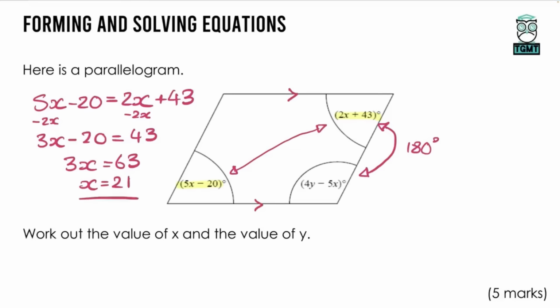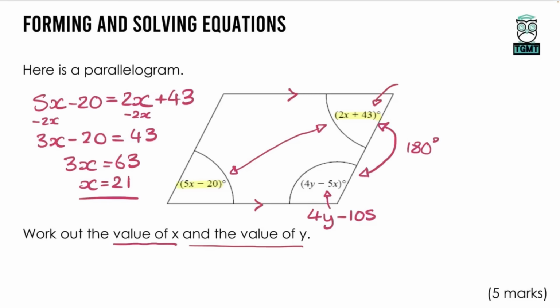So we now have the value of x, and that's what it wanted, the value of x, and it wants the value of y. So if I substitute this value of x into this bottom angle, it is now 4y minus 5 lots of 21, which is 105 degrees. So I now have an equation. I know the size of this angle as well, and I know that they're both going to add up to 180.